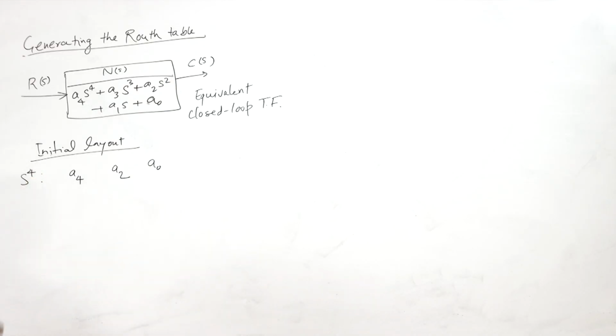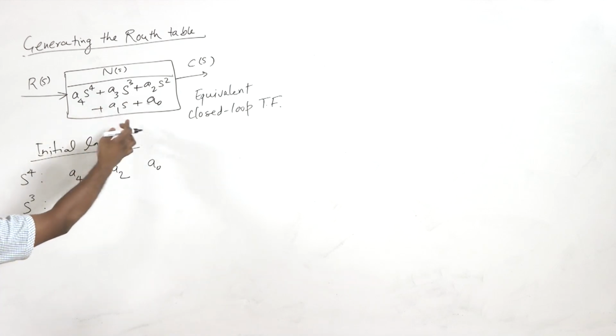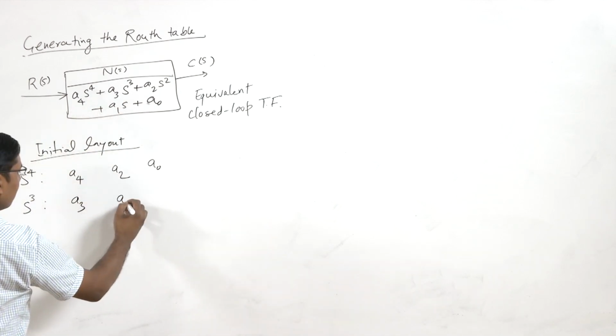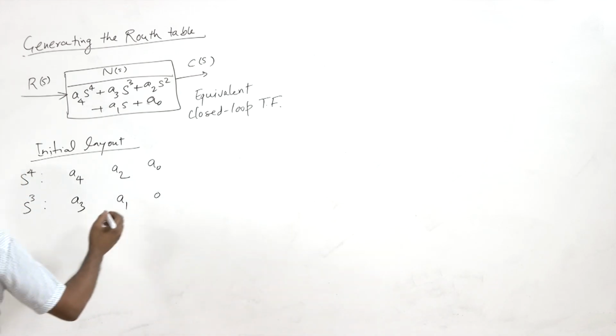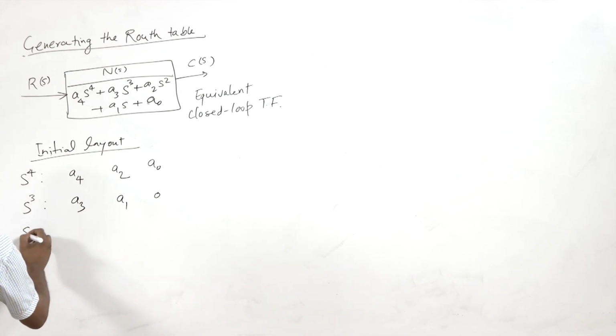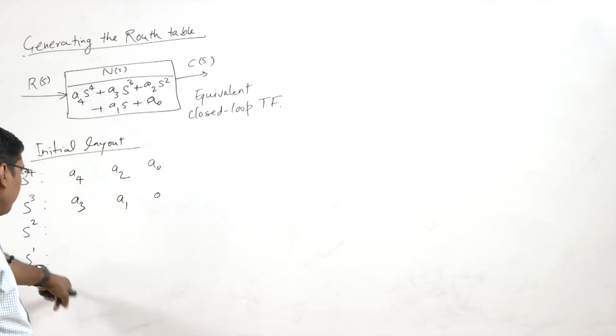Then we start with the second highest power, that is s^3, and s^3's coefficient A3, and then every other coefficient. So, A1, and then here is nothing, so we put 0 here. Now the other terms, s^2, s^1, s^0, we have to find these terms of this table.